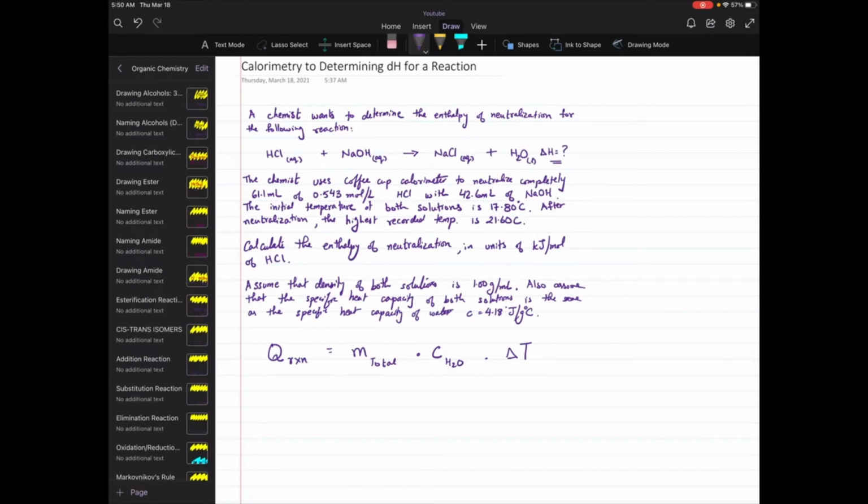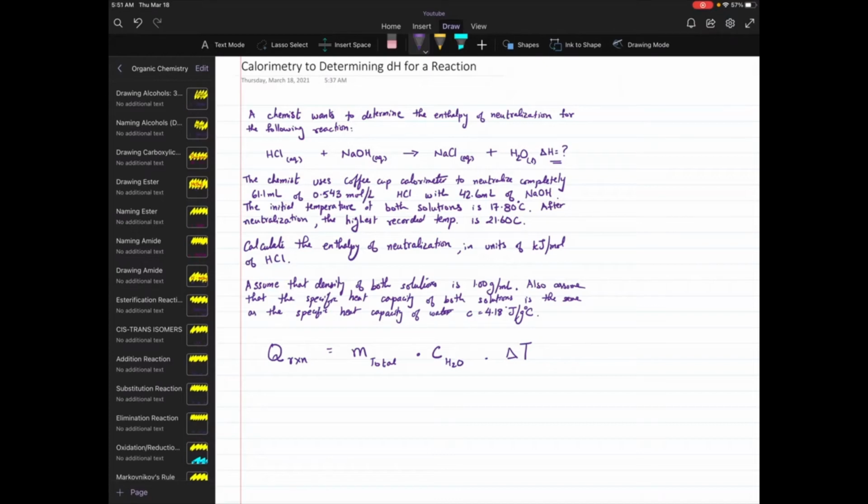Once we have these values, once we have figured out the Q, this is the total amount of energy that is released in this reaction. We will have to then figure out how much energy was released per mole of HCl. For that, we will have to do an additional calculation, taking the Q and dividing it by the number of moles of HCl. So that is delta H is equal to negative Q over n.